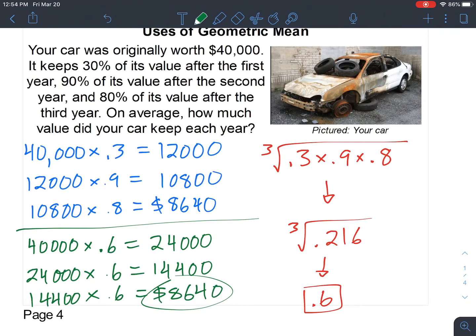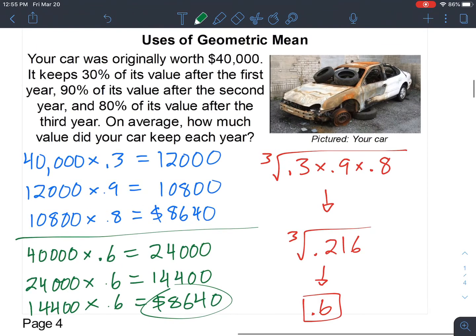So this example shows us that if we wanted to know the average amount that the car was changing each year, it kept on average 60% of its value, even though the first year was 30%, second year was 90%, and then the third year was 80%. So that's another way where geometric mean can be useful. It's often used in financial situations. So banks might use this for interest rates. If the interest rate is changing year to year, they can calculate the geometric mean to find what was the average interest rate then.